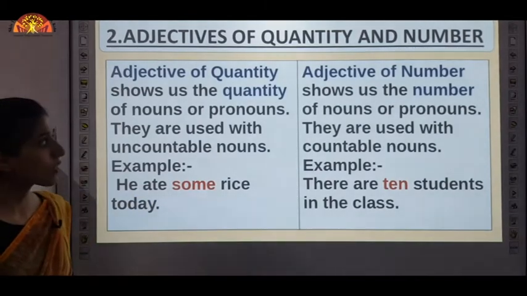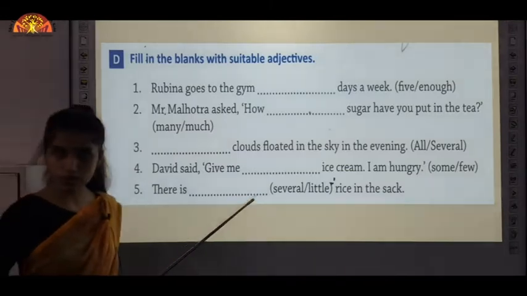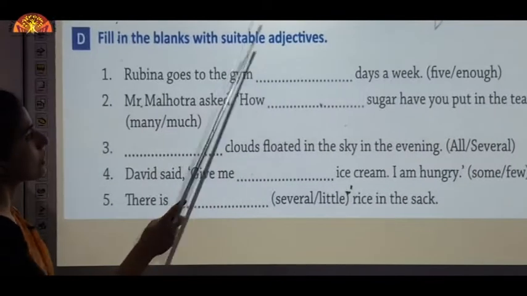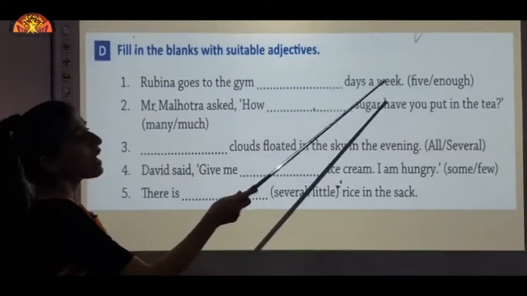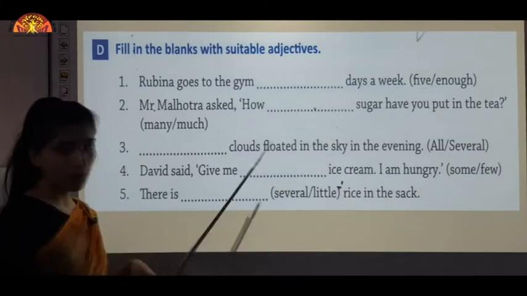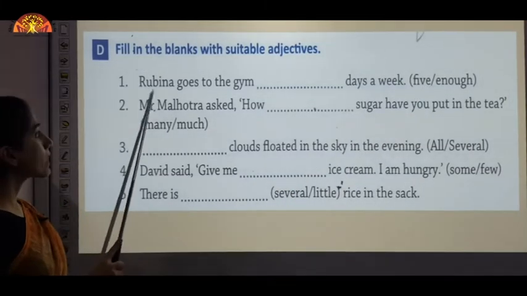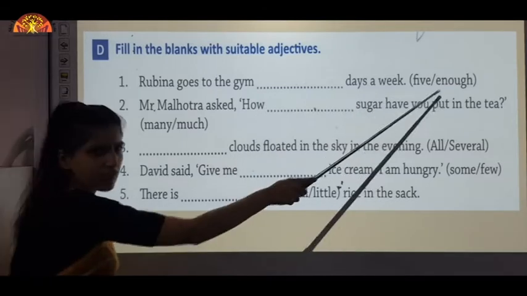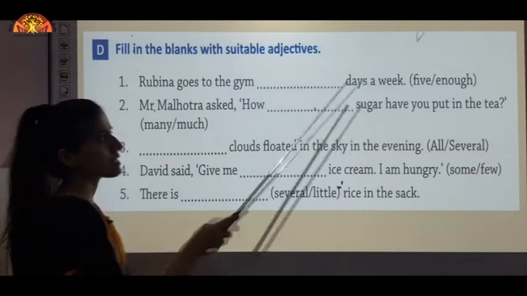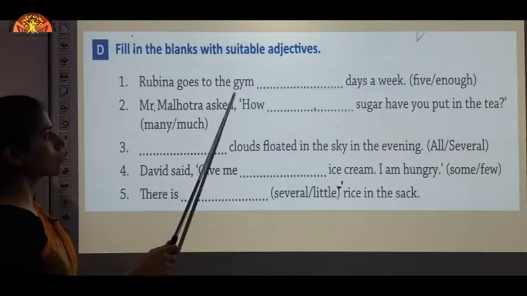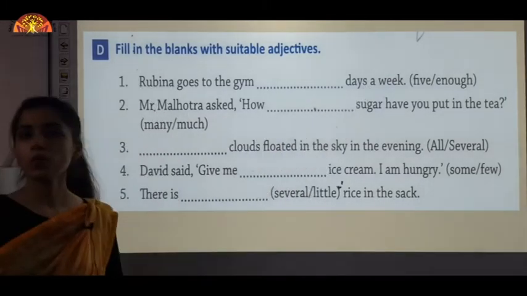Okay. So now coming to the exercise related to this topic, question D, fill in the blanks with suitable adjectives. We need to select the appropriate adjective from the brackets given over here. Rubina goes to the gym dash days a week. Enough days? No. 5 days. We will be counting the exact numbers, right? Rubina goes to the gym 5 days a week.